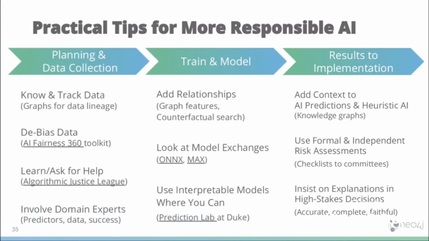So again, this is in the handout. You can look at some of these links. I think I may have added a few more links in the handout, but definitely there are practical things that you can do today to do better and to make our AI not just more accurate, but also more faithful to what we're trying to do and just overall more responsible as well.